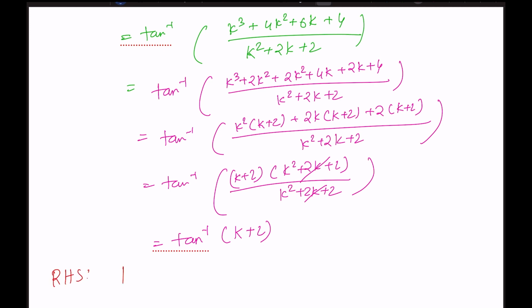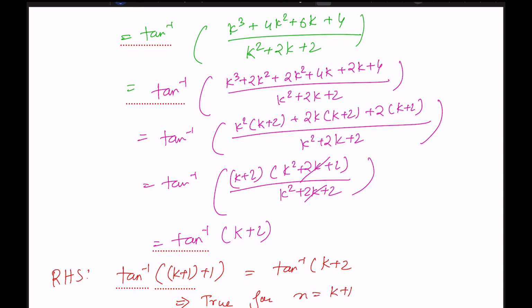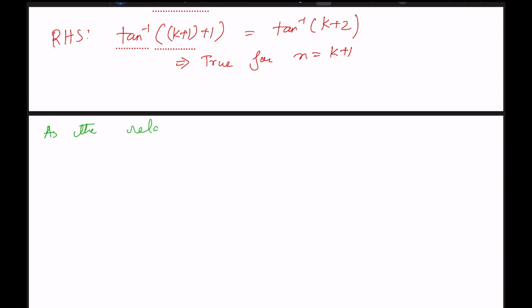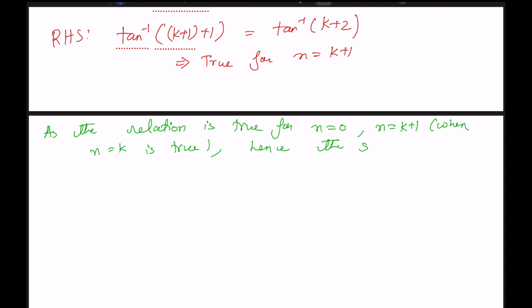The RHS would be tan inverse of k plus 1 plus 1, which is equal to tan inverse of k plus 2. So here also we see that our LHS is equal to RHS. Hence, this relation is true for n equals k plus 1. So as the relation is true for n equals 0, and n equals k plus 1 is true, hence this statement is true for all n belonging to natural numbers by induction.